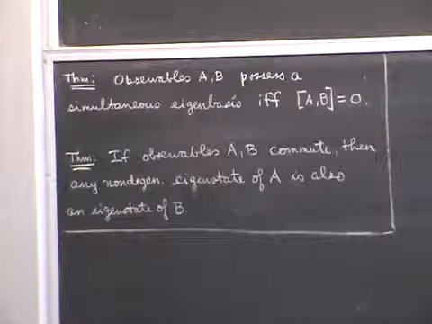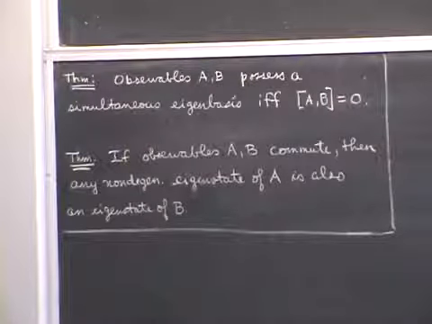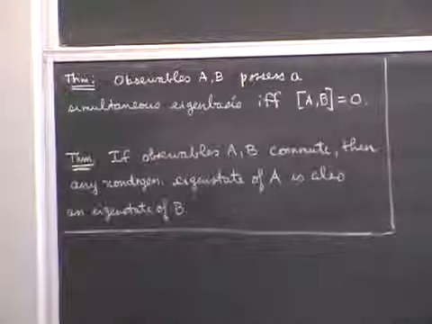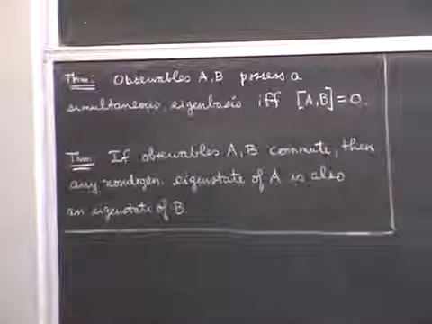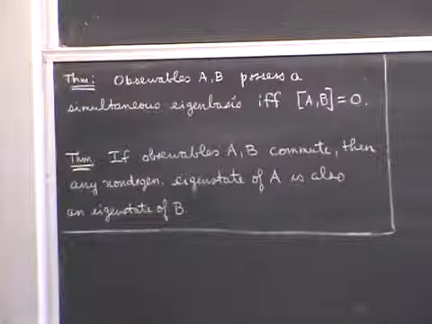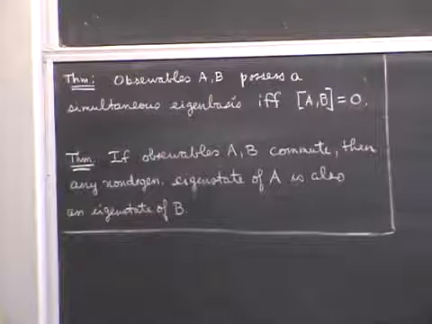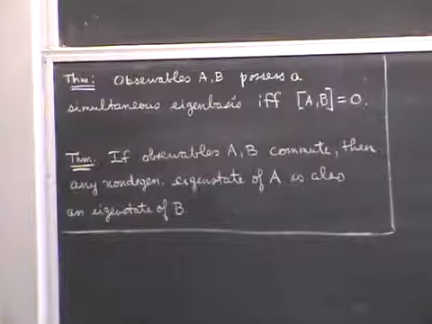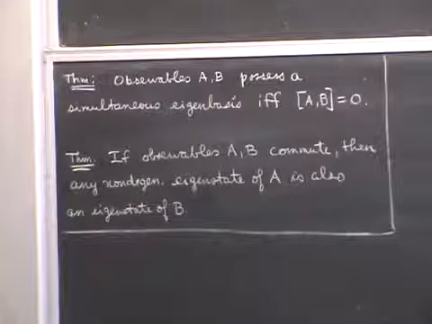Simultaneous eigenbasis means, first of all, a basis. Second of all, the basis vectors are eigenvectors. And third of all, they're eigenvectors of both A and B at the same time. I outlined the proof of the first part of this theorem, that if A and B commute they possess a simultaneous eigenbasis, at the end of the hour last time.